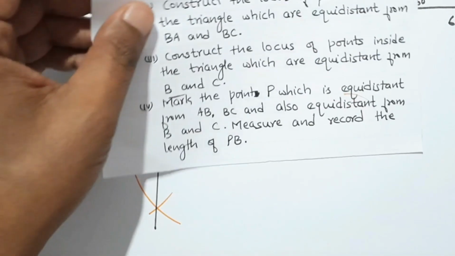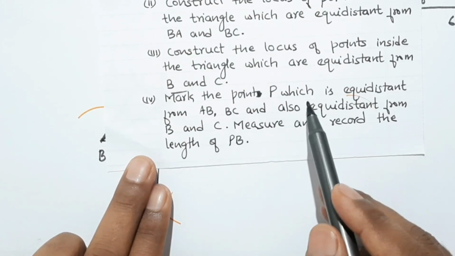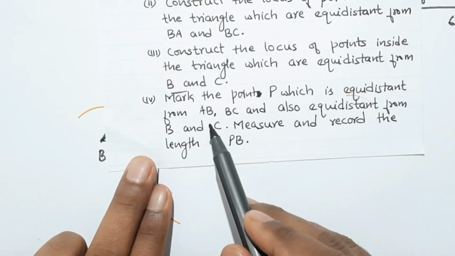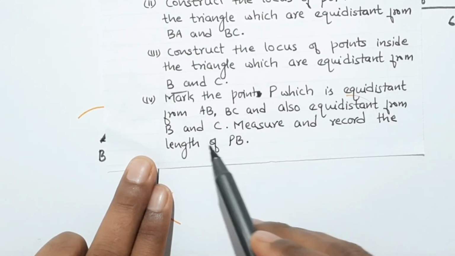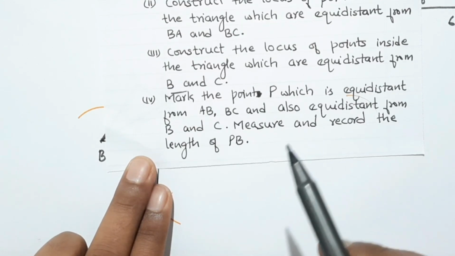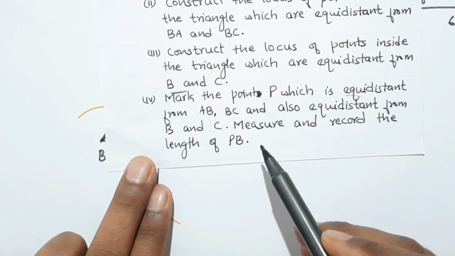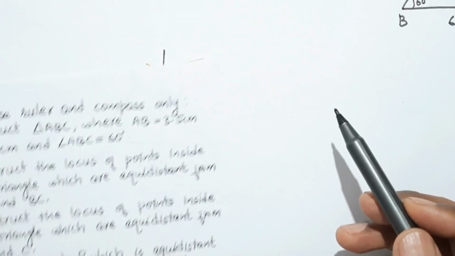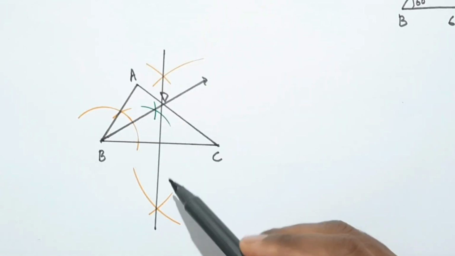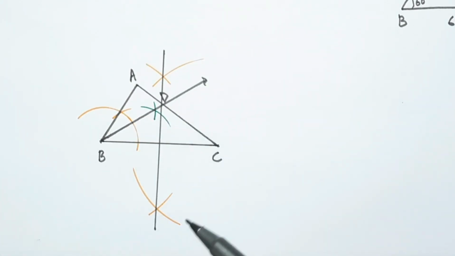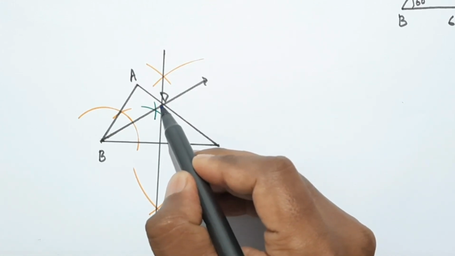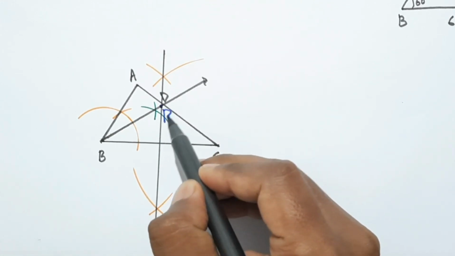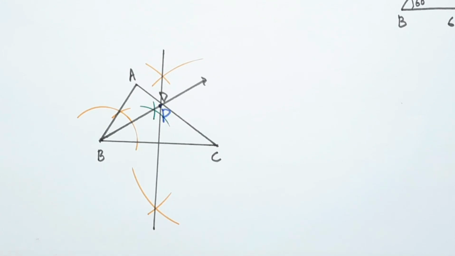Now the fourth question is mark the point P which is equidistant from AB, BC and also equidistant from B and C. That means we have to mark the point which is intersection of angular bisector and perpendicular bisector of BC, and that point must lie inside the triangle. So this point is P.